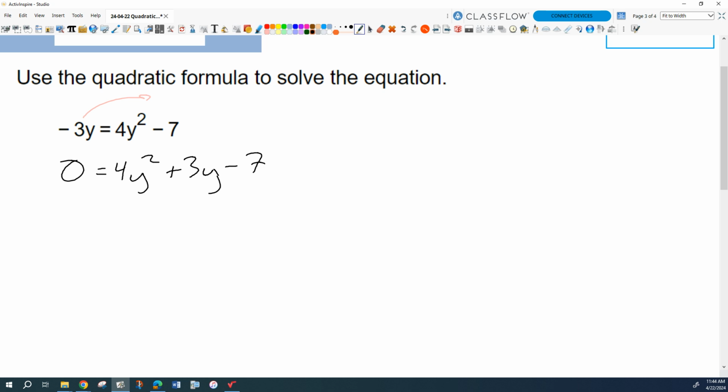I got the 0 on the wrong side. Is that a problem? No, just flip it around, right? It's no big deal. Put the tradesies. So we end up with the equation 4y squared plus 3y minus 7 equals 0.